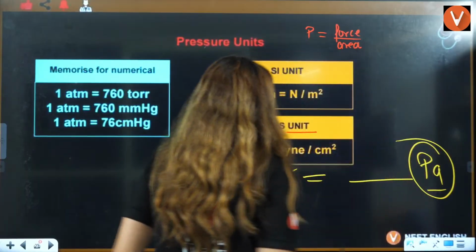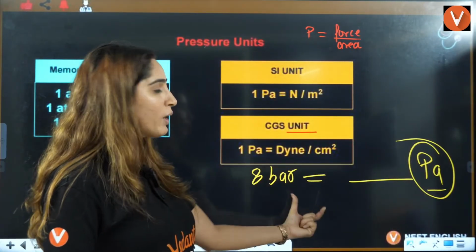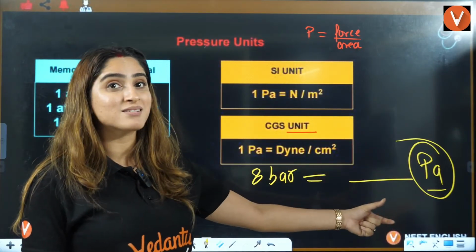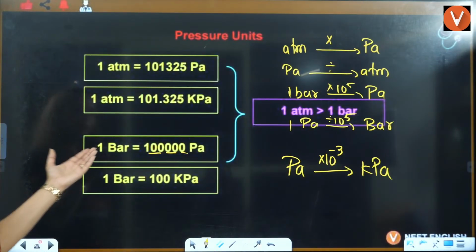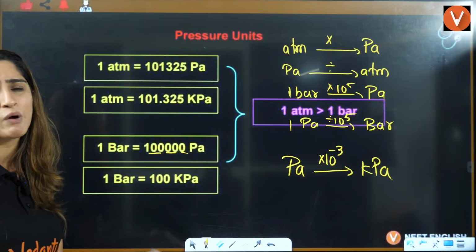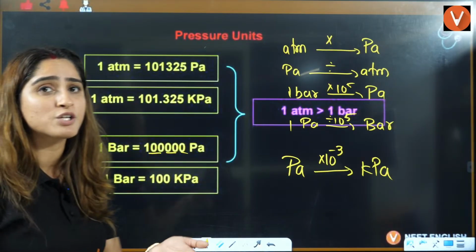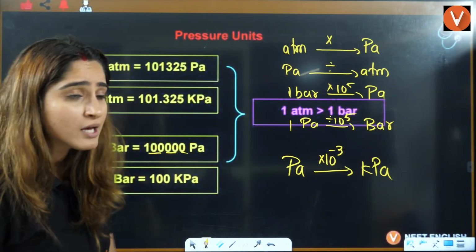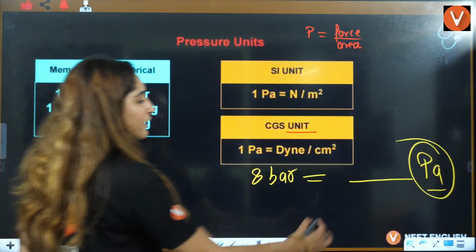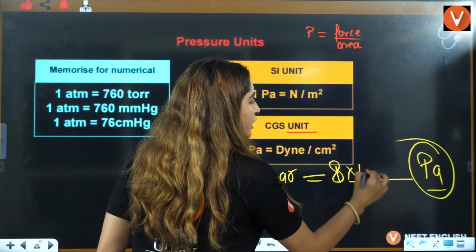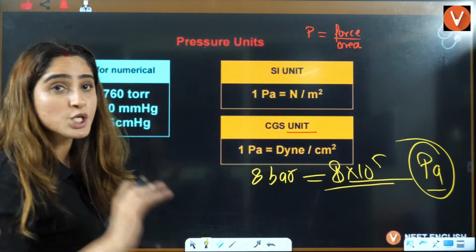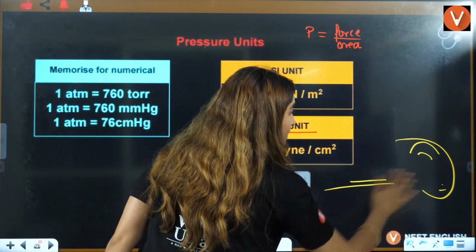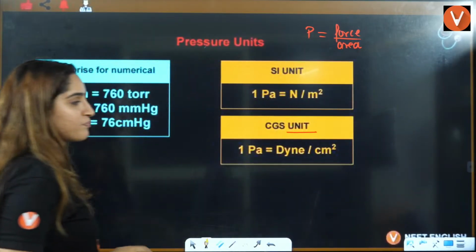And you know how to convert bar to atmosphere, then atmosphere to Pascal, right? That you can easily do. Bar to Pascal, can you convert? "Bar to Pascal is easily converted, ma'am. Just multiply by 10 raised to 5." Just multiply this by 10 raised to 5 and that will be your answer, right? This is what you have to remember in your exam.